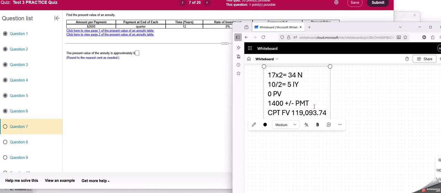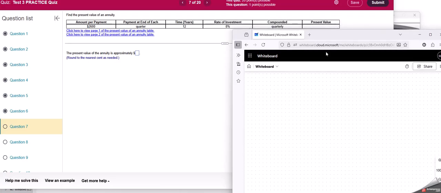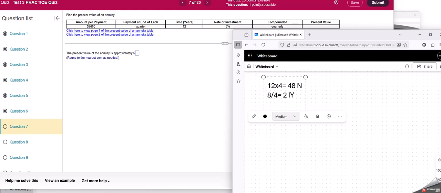So sometimes, especially if we're making withdrawals for college or for retirement, we come back and we want to compute the present value of these future withdrawals. So for this one, we have quarterly payments for 12 years. So 12 times 4 gives us 48 as our N. 8% divided by 4 gives us 2% for the IY. Again, we're computing the present value, so we'll skip over that.